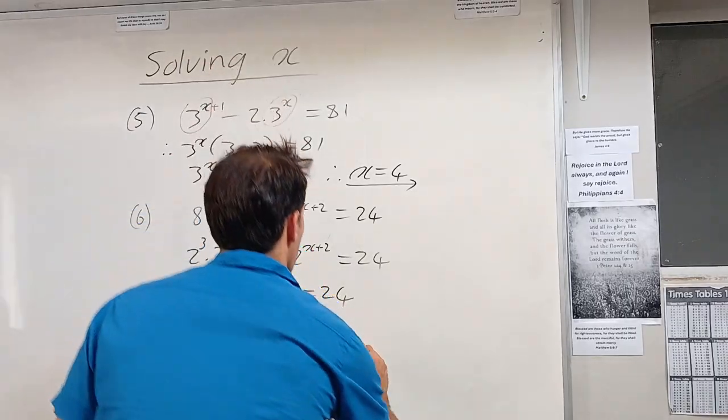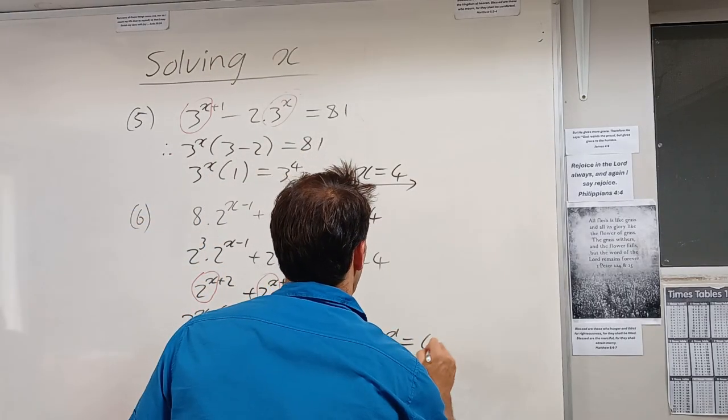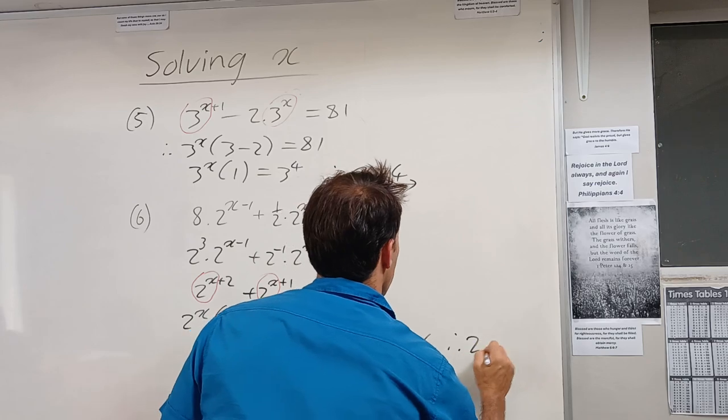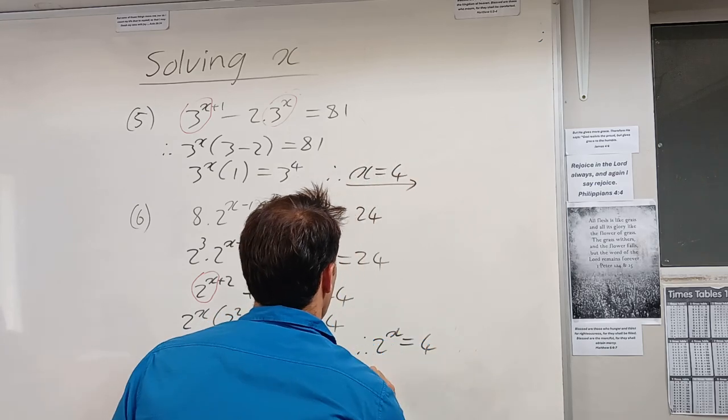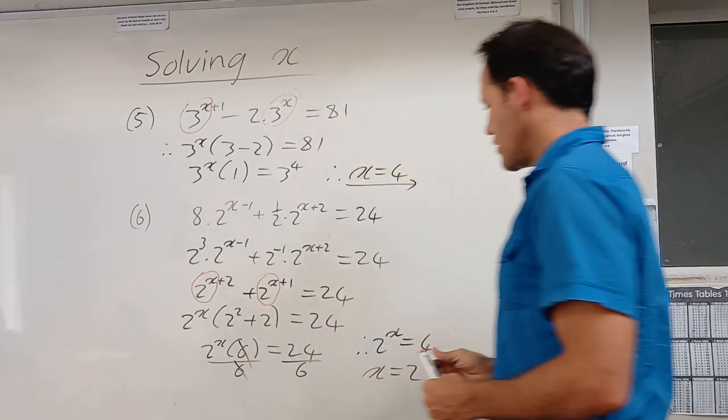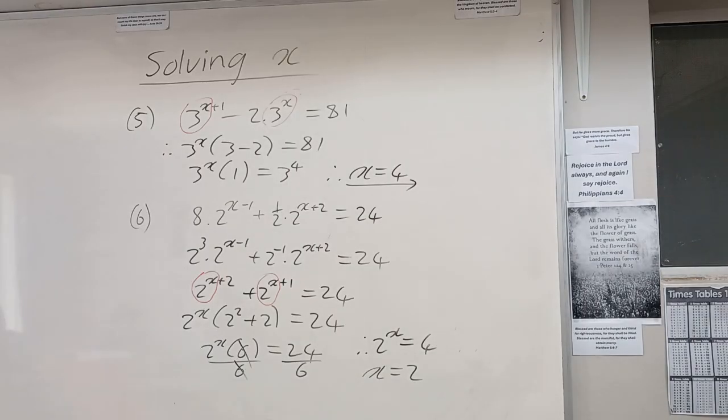So we can say therefore 2 to the power x is equal to 4, which obviously means therefore that x will be equal to 2. So that's a little bit more difficult one.